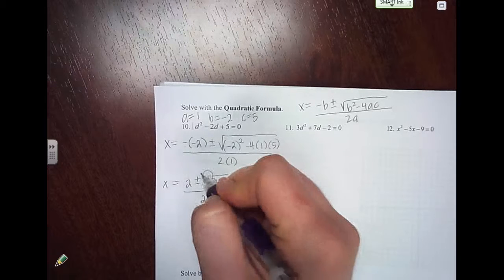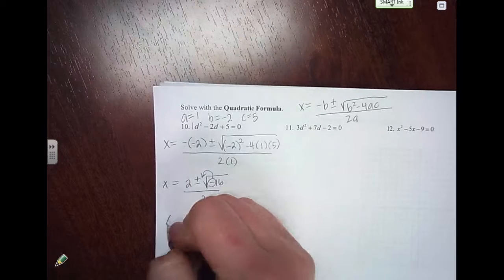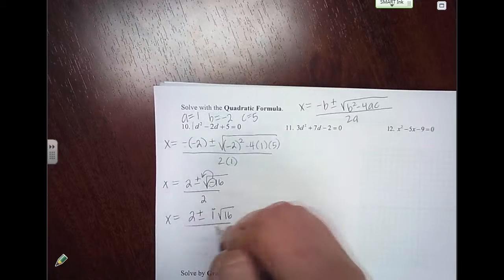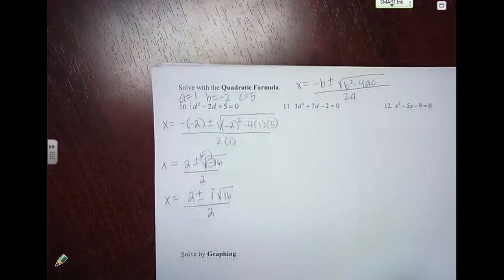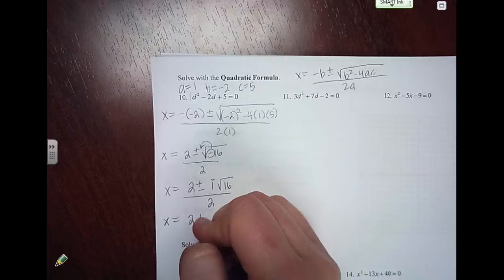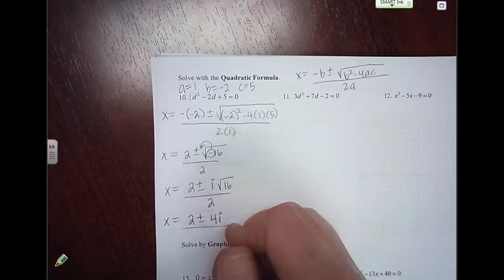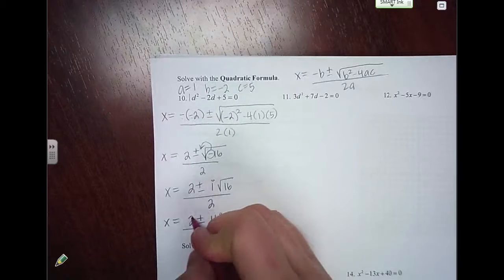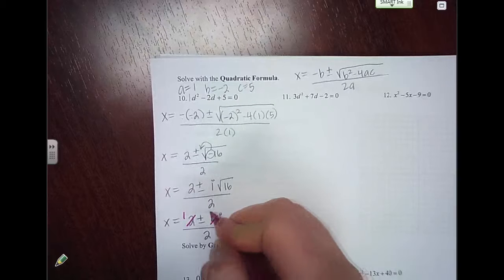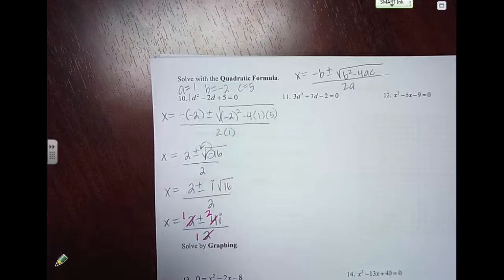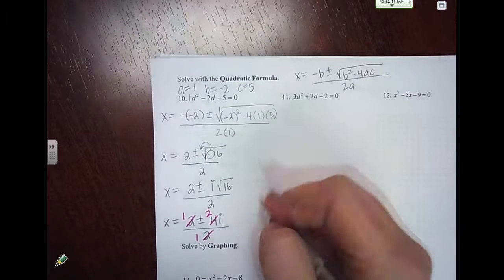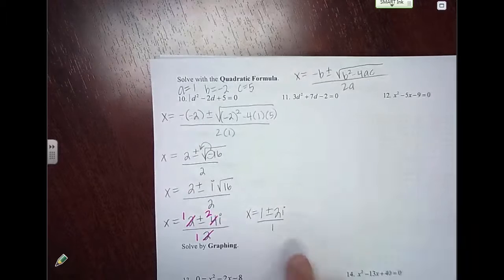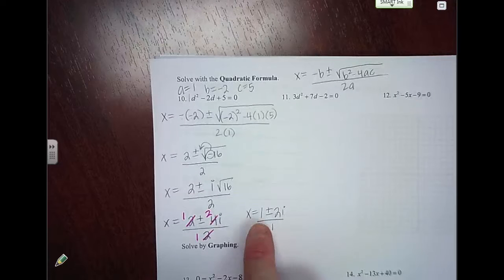I can pull out this negative. Do not reduce this until the very end. X equals 2 plus or minus i square root 16 over 2. We know the square root of 16 is 4, so x equals 2 plus or minus 4i over 2. Now I can reduce. You have to be able to take something out of all 3 of these, so I can take a 2 out. This becomes a 1, this becomes a 2, and this becomes a 1. So my final answer, x equals 1 plus or minus 2i over 1. You don't have to put this one, but you have to put this one.